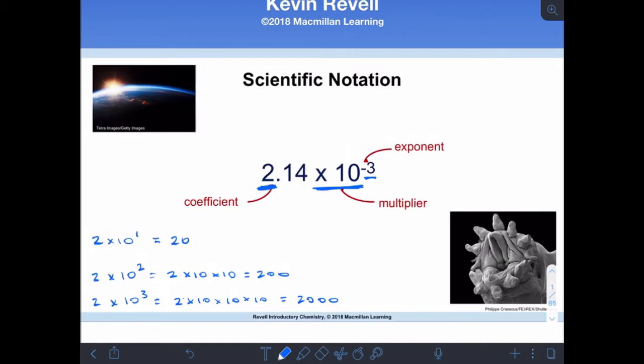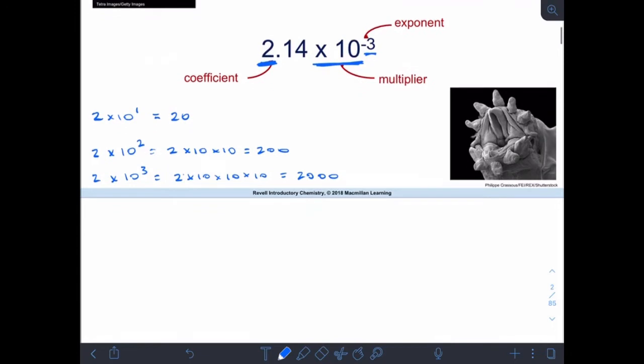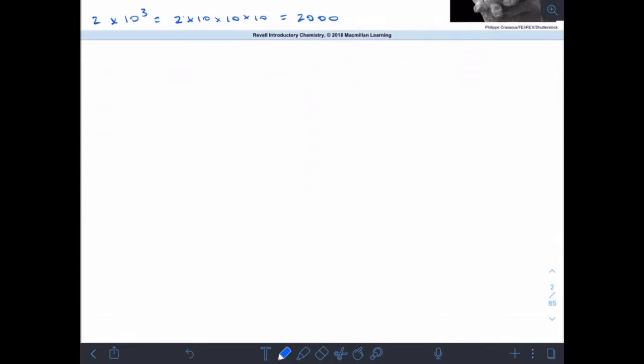What we want to do first is to be able to convert numbers to scientific notation. I'm going to warn you, my handwriting is not awesome, but it is generally legible. So hopefully, if you can't read it, you can at least understand what I've written out of context.